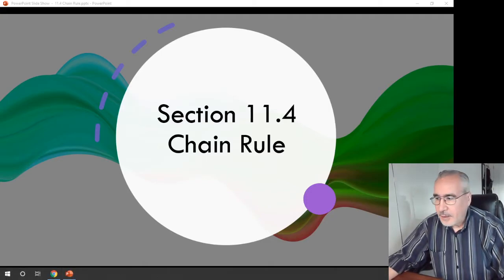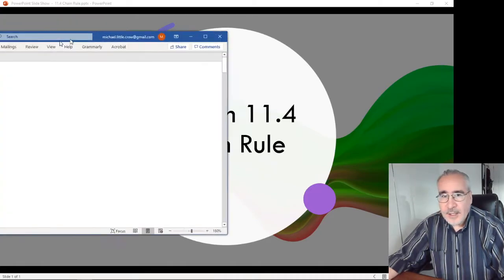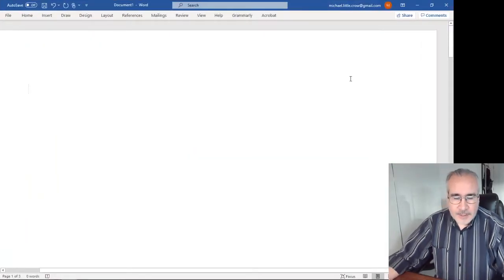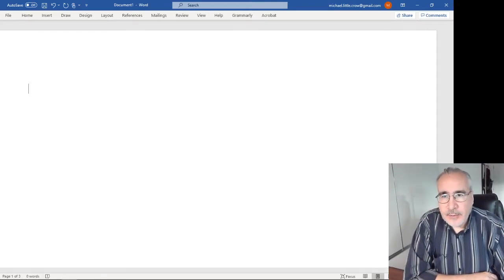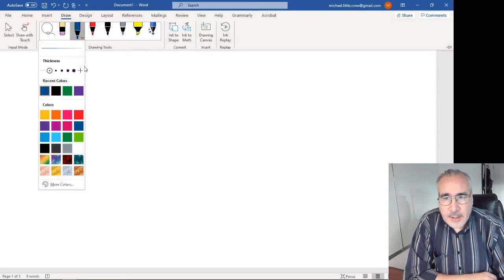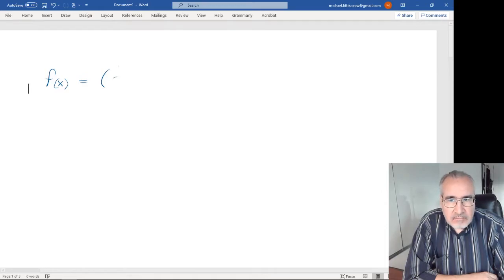So what we want to think about is what happens when we have a function. And let's start off with this function, 2x plus 3 squared.